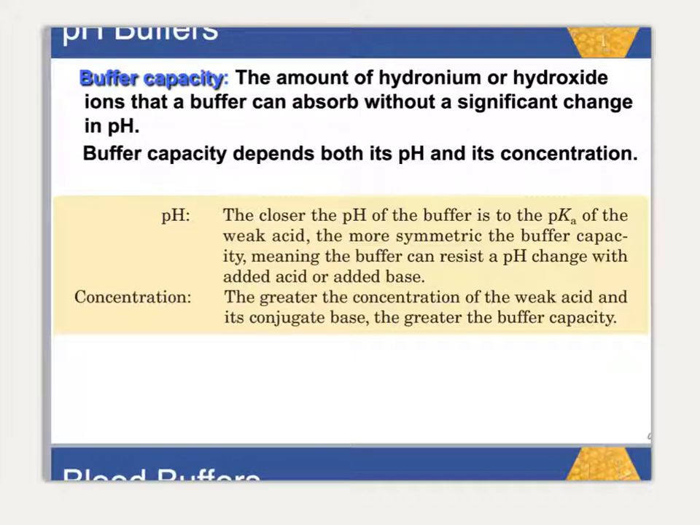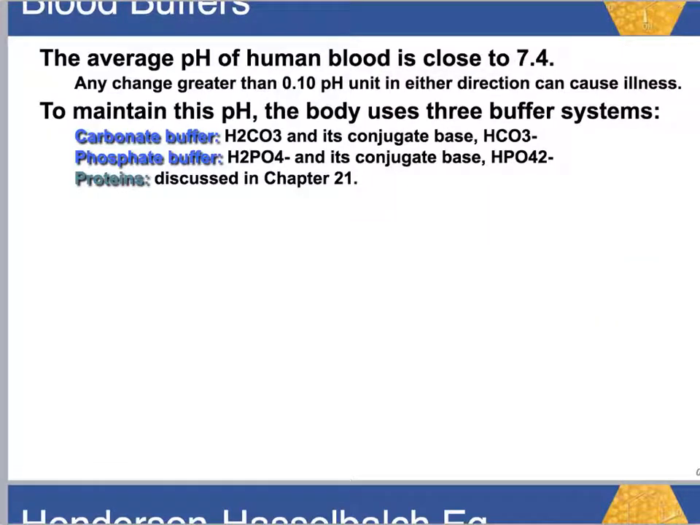The stronger your acid or base, the greater its buffering capacity. The average pH of human blood is close to 7.4. So any change greater than 0.1 pH unit in either direction can cause illness. So if the pH goes below 6.8 or above 7.8, this could result in death. So there are 3 buffer systems that the body uses to regulate blood pH.